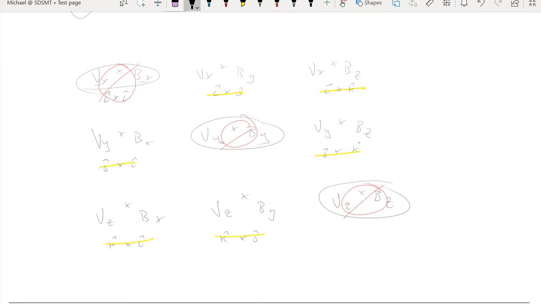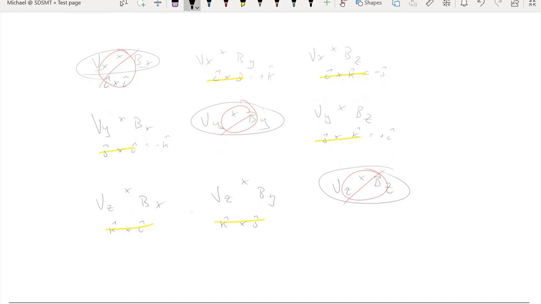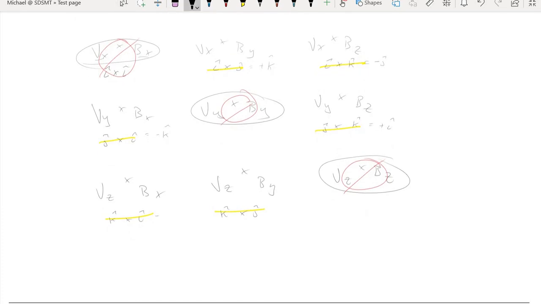I know that i hat j hat results in a positive k hat. I know that i hat k hat results in a negative j hat. I know that j hat i hat results in a negative k hat. I know that j hat k hat results in a positive i hat. I know that k hat i hat results in a positive j hat. And k hat j hat results in a negative i hat.